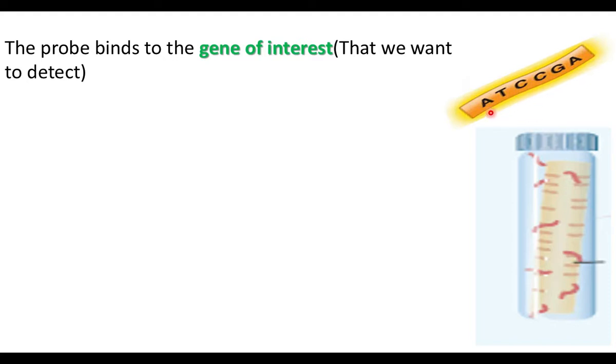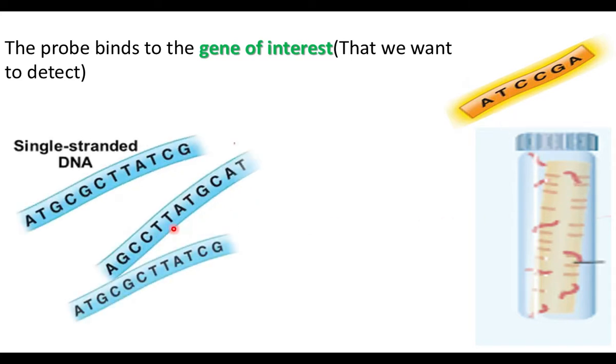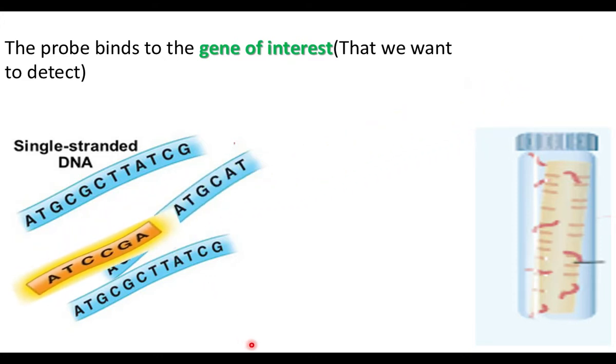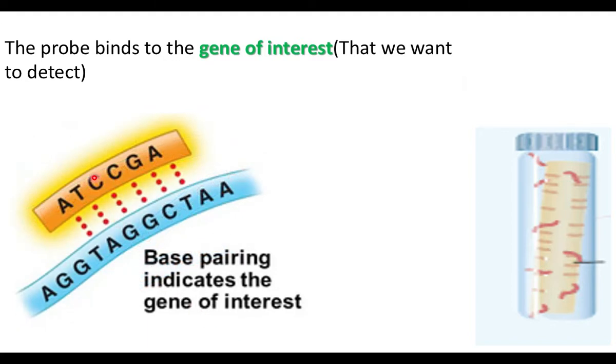This is a probe. Its sequence is ATCCGA. The probe is mixed inside the hybridization bottle with other DNA fragments. These are DNA fragments. The probe DNAs are mixed, and the probe combines with the complementary DNA. This is our gene of interest. Base pairing indicates the gene of interest. The probe sequence is known, and this is the gene of interest. It is complementary to the probe, so the probe binds and forms a hybrid DNA.